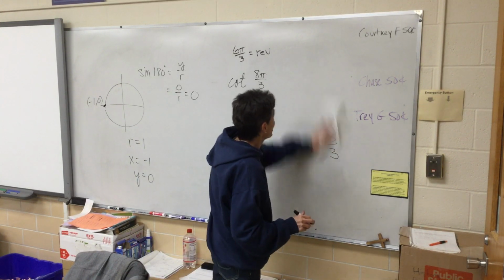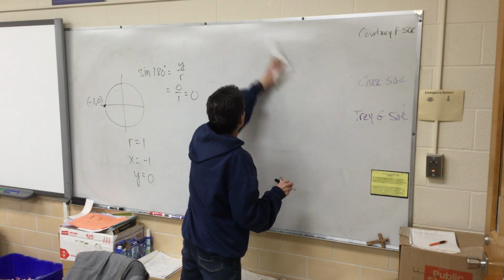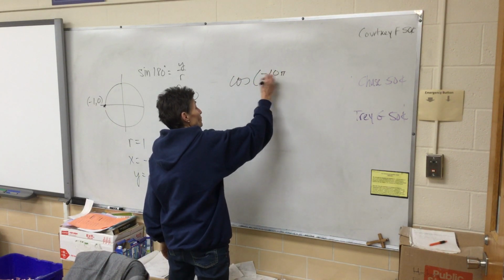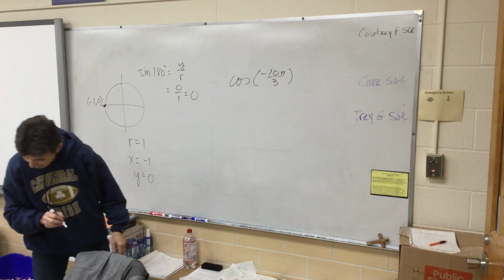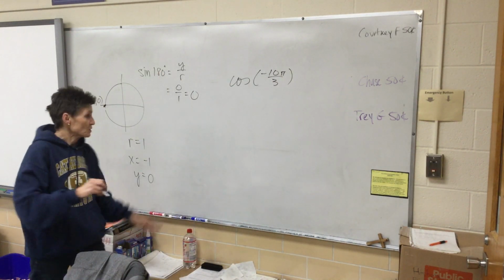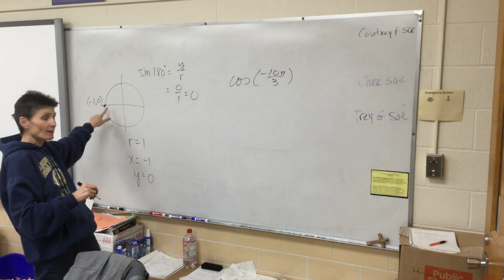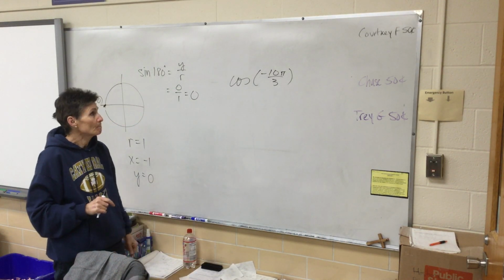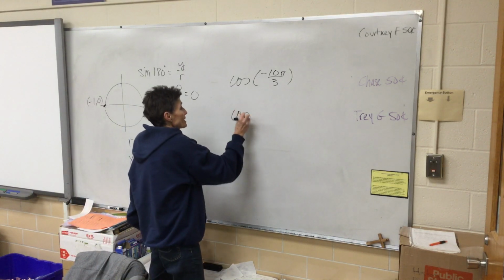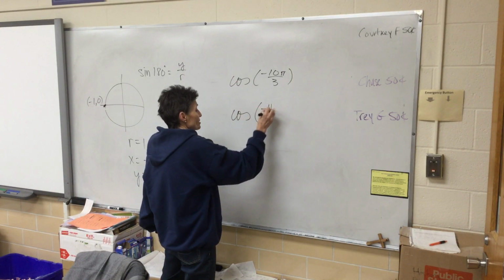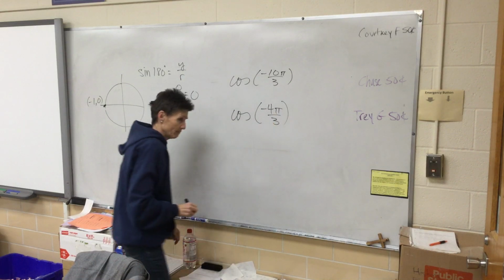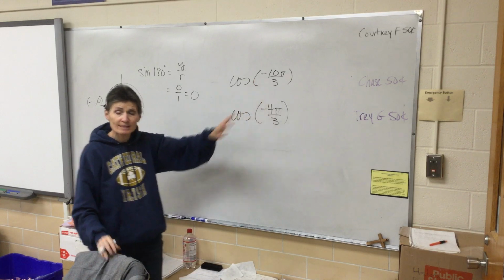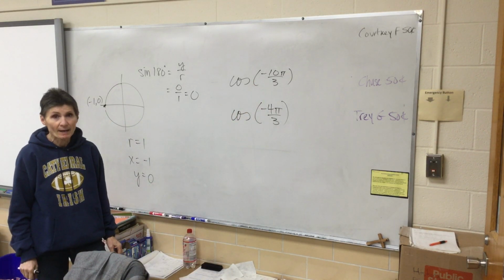Now we have cosine of negative 10 pi over 3. Now don't freak out about the negative, that just means we're going this way. We'll go this way around our unit circle. The 10/3 is more than a revolution. So I'll do the same thing I did last time. I'll pull out the extra, and it's negative 4 pi over 3, because 6/3 is a revolution, 2 pi.